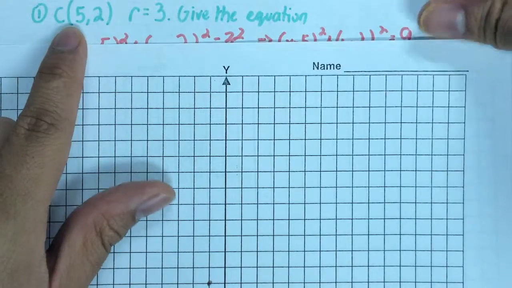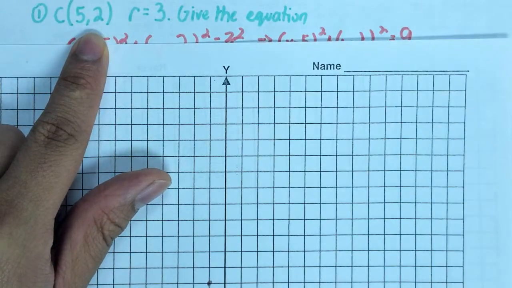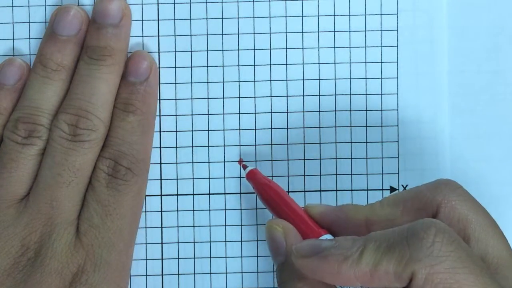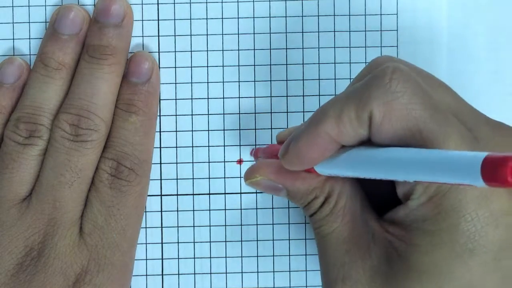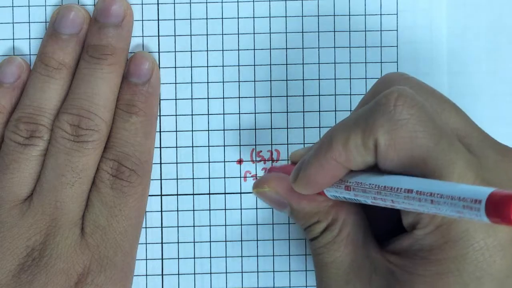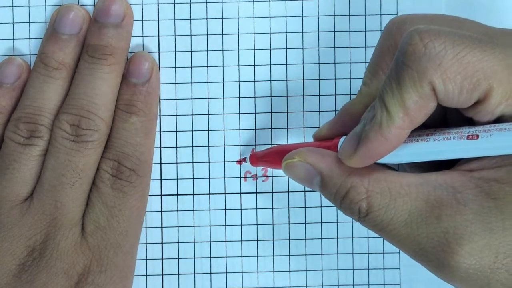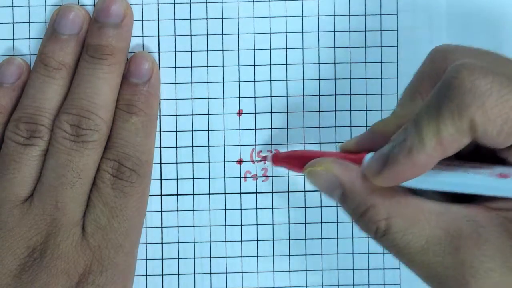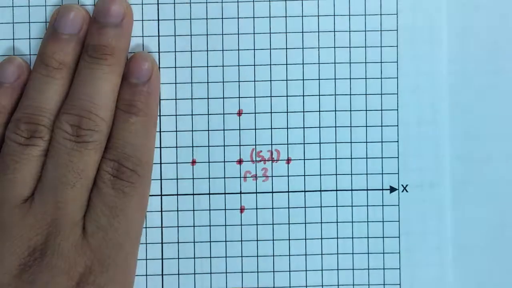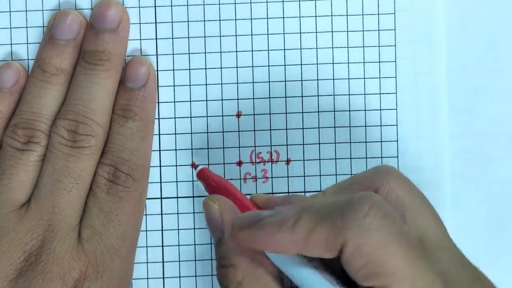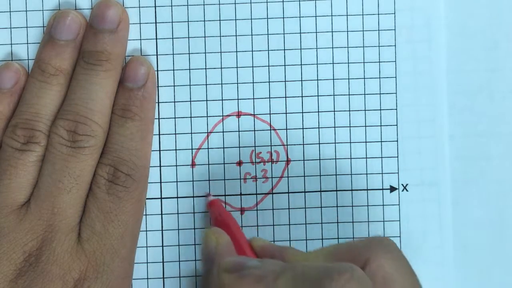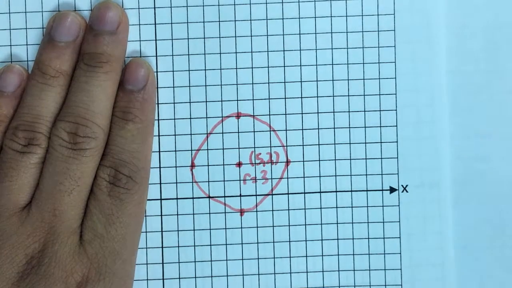Alright, so my point is at (5, 2) with a radius 3. On a graph, you can graph (5, 2). There's my center. And then when we have a radius of 3, what that means is from your center, you count up 1, 2, 3, and 1, 2, 3 in each direction. And then do your best to connect the dots and make that circle. So there's my graph of a circle.